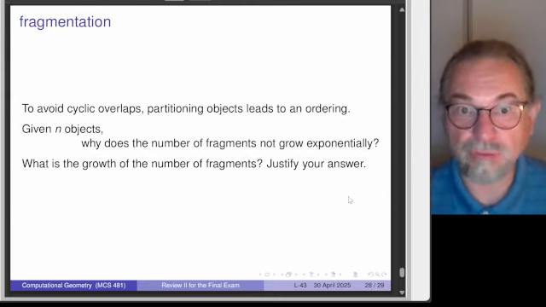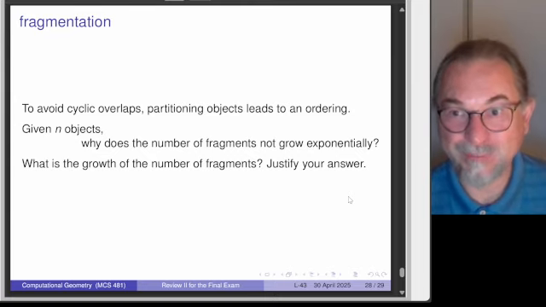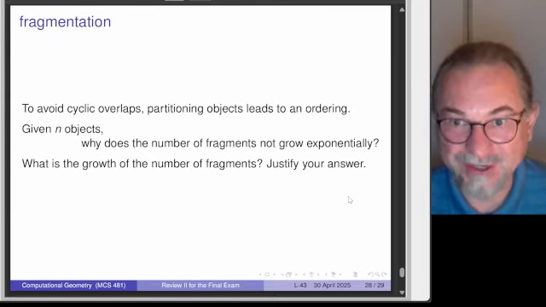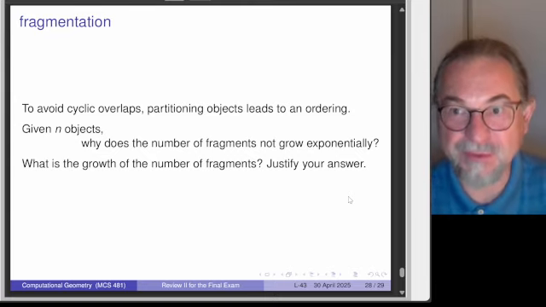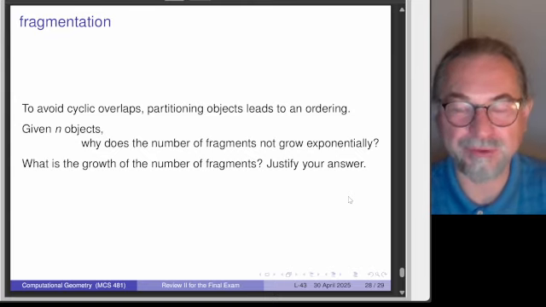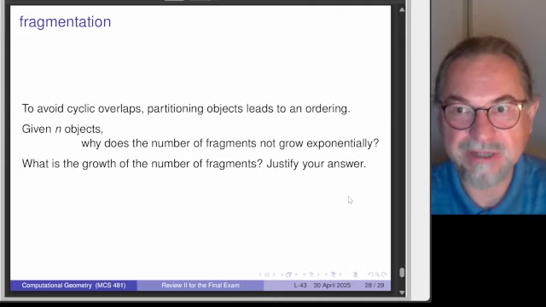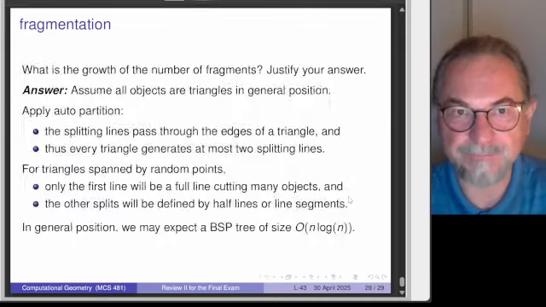Okay, what is the growth of the number of fragments? How come this algorithm really works? How come it is efficient? If the number of fragments grows exponentially, then it would not be an algorithm. We would not have covered it in this course. So the question is, how many fragments can we actually have in general?